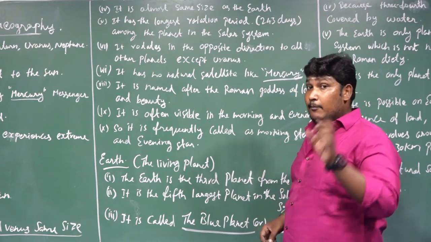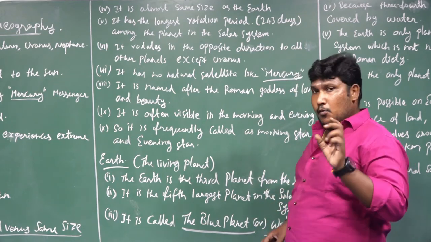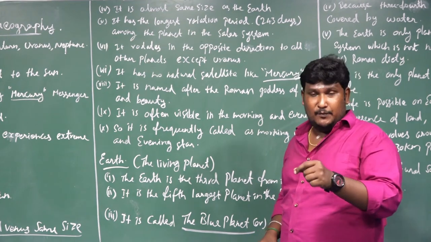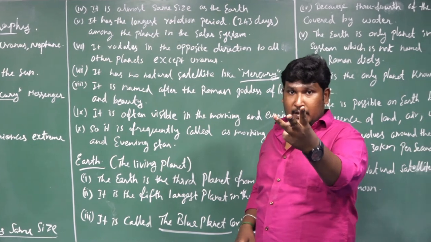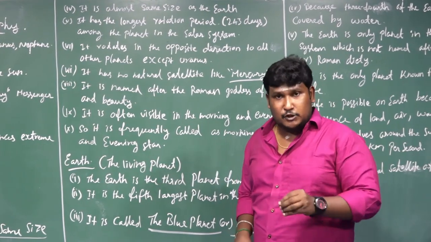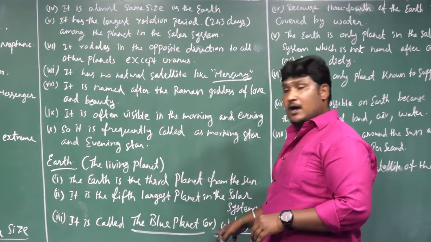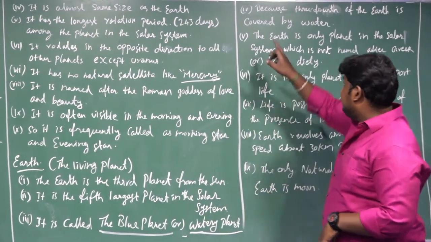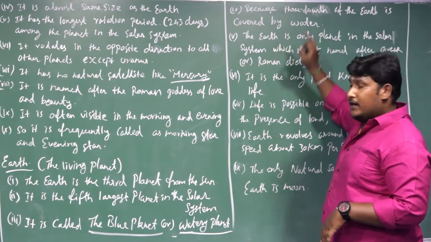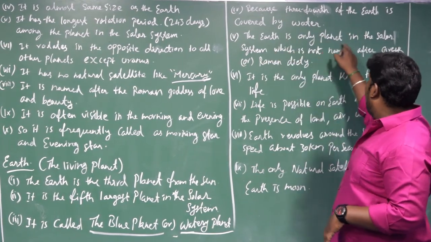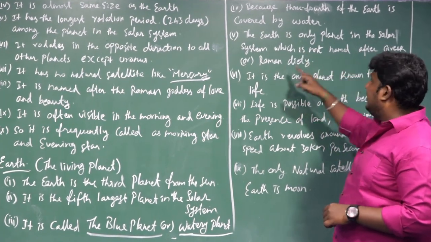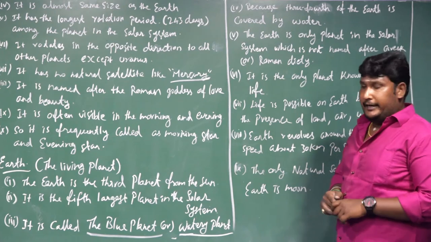It is called the blue planet or water planet. Why do we call it the blue planet or watery planet? Three-fourths of the Earth is covered by water. That's why we call it the blue planet or watery planet. The Earth is the only planet in the solar system which is not named after a Greek or Roman deity.